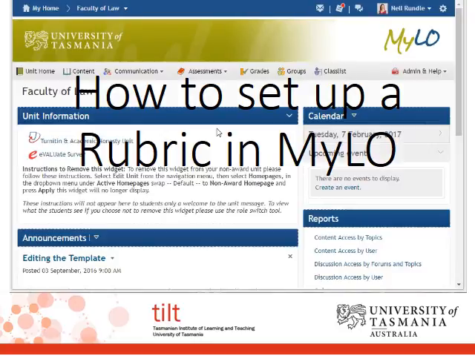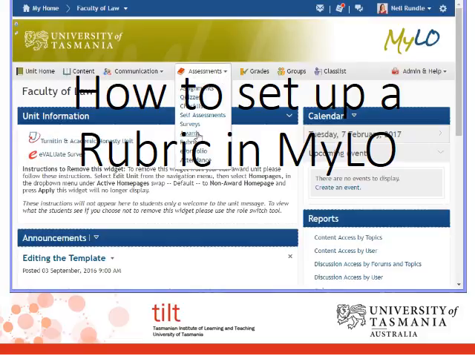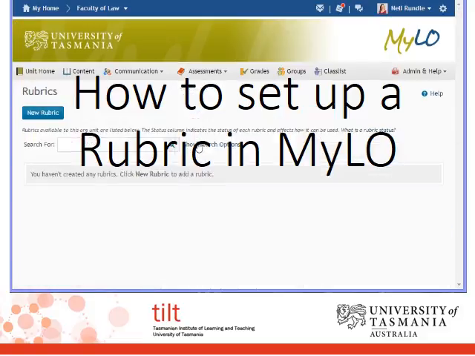To set up a rubric in your MyLO site to enable you to assess students and also to provide them with information about how they'll be assessed, start by going to the assessments link in the nav bar and then selecting the rubrics link from the drop down menu. Once you're in the rubrics tool, select the new rubric button, which is blue and on the left.